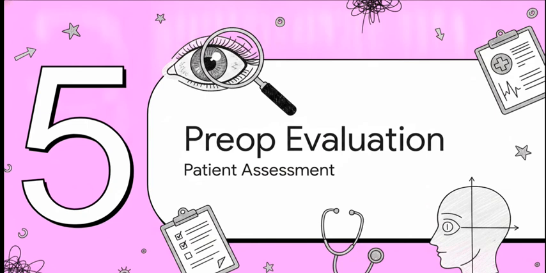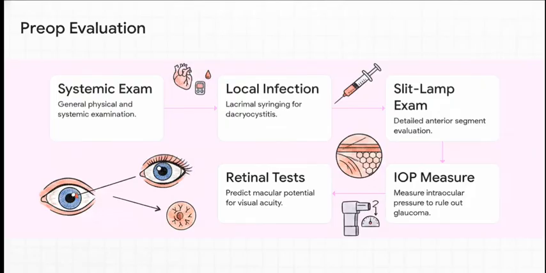We need a plan before hitting the OR. Your surgical checklist has to be rock solid. Step 1, clear those systemic risks like uncontrolled diabetes. Step 2, rigorously rule out local infections. You must do a lacrimal syringing to check for dacryocystitis. Operating through an infected tear film is literally just begging for endophthalmitis.